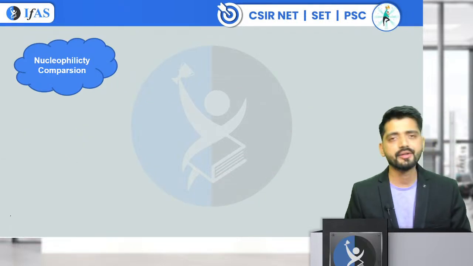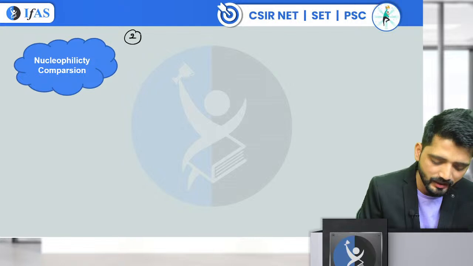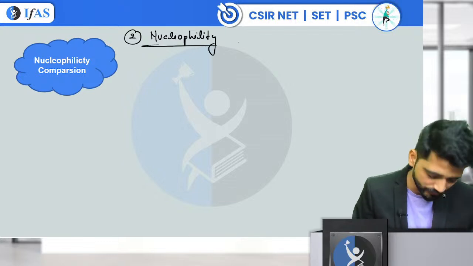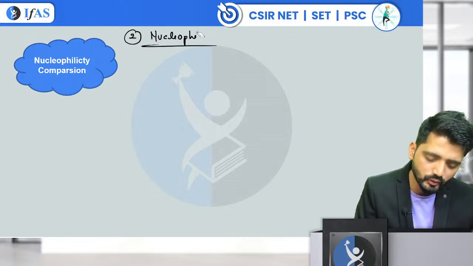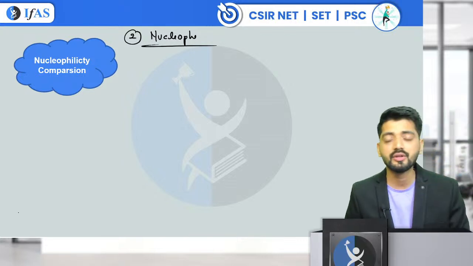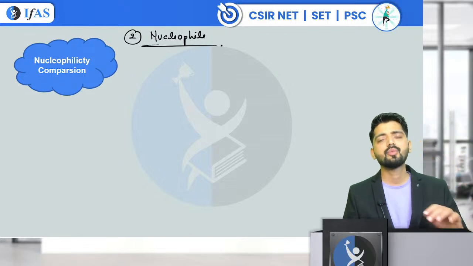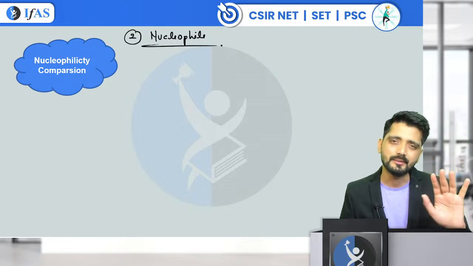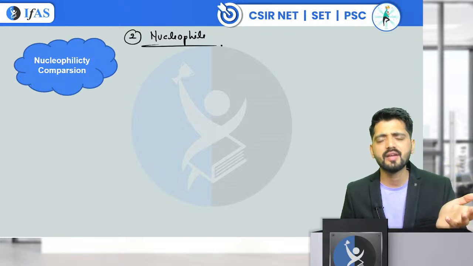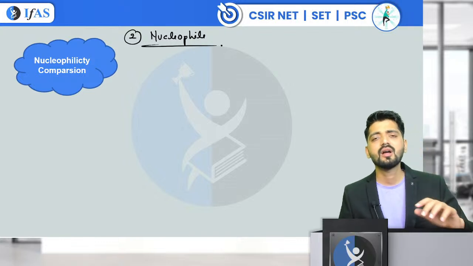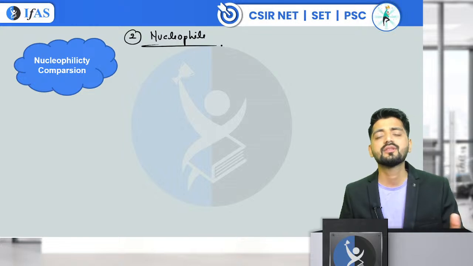Now, the second important component is our nucleophiles. And if we are writing nucleophiles as a heading, it means we need to learn what is nucleophilicity and how we are going to compare nucleophilicity for different nucleophiles. What does nucleophilicity mean? Let's suppose you have a few nucleophiles. I have given you 4 nucleophiles. Now I ask you which nucleophile will attack the electrophile with a very high rate. It means I am asking what is the nucleophilicity order.